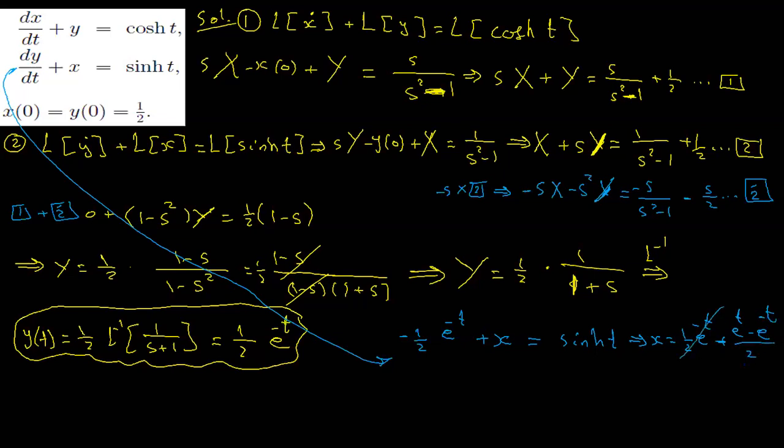Now this is similar to this with a different sign. So x equals only half e to the t. I found the x and y. It's very easy. What do you think? Let me go to the second problem now, which is more difficult than this.